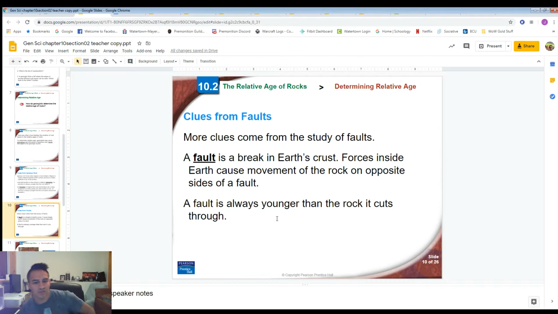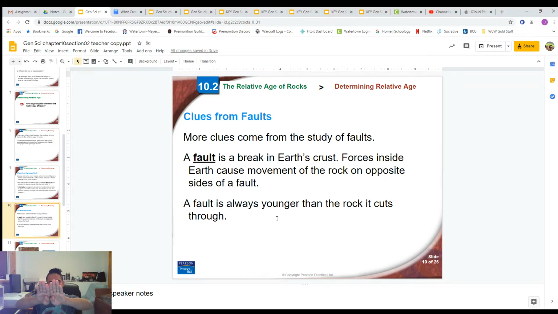Other clues come from studying faults. A fault is usually a break in Earth's crust. So a fault line is where two plates usually meet and they shift. It's a lot of times where earthquakes will happen. And so usually rock will move on each side of the fault. The fault is always going to be younger than the rock it cuts through.